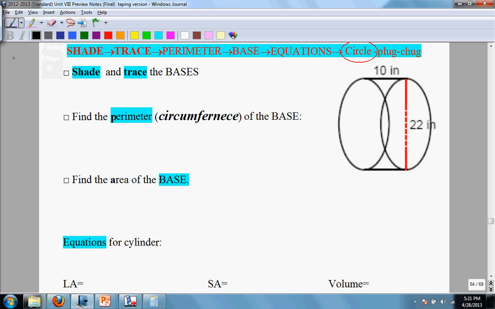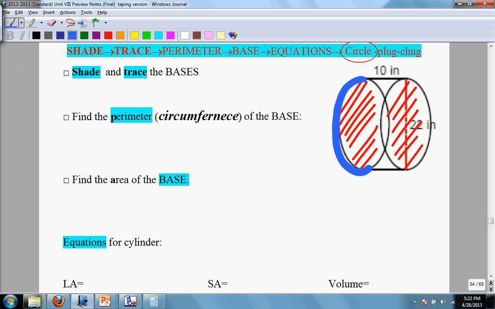Step number 1, we're going to shade our bases. In this case, the base is the front and back circle. Shade, and then we're going to trace the bases. So there's one, and then of course there's the other. Shade and trace the bases. Check. Now we want to find shade, trace, perimeter. Now in this case our perimeter is circumference, so we write the equation, C equals D pi.